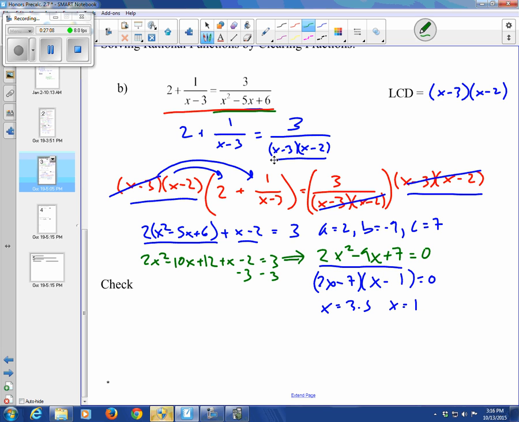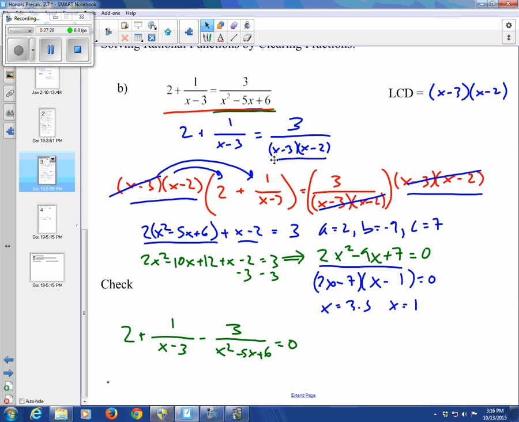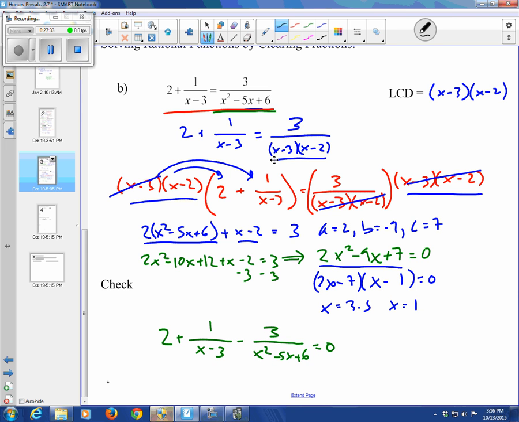So right here, if I subtract my 3 over x squared minus 5x plus 6 from both sides, I get 2 plus 1 over x minus 3 minus 3 over x squared minus 5x plus 6 equals 0, which is, of course, going to give us the function y equals 2 plus 1 over x minus 3 minus 3 over x squared minus 5x plus 6. And this guy right here we can type into the calculator.